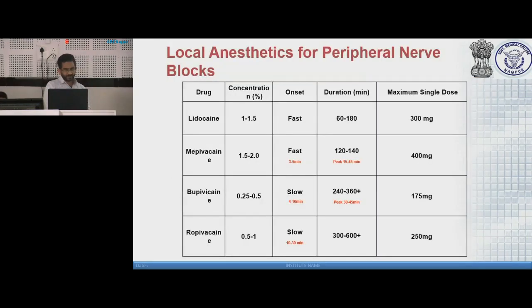Commonly used local anesthetics for peripheral nerve blocks: lignocaine, bupivacaine, ropivacaine, mepivacaine. Lignocaine onset is fast, but duration is short, like 1 to 3 hours. Bupivacaine onset is slow, duration around 4 to 6 hours. Dose of lignocaine is 5 mg per kg without adrenaline and 7 mg per kg with adrenaline. Dose of bupivacaine is 2 mg per kg. Dose of ropivacaine is 3 mg per kg.